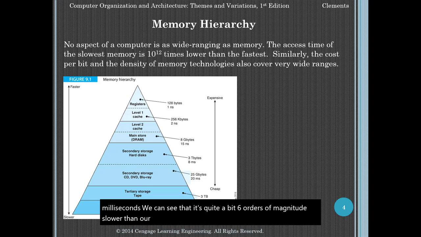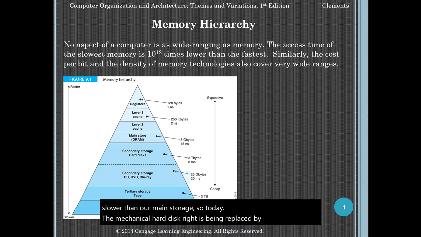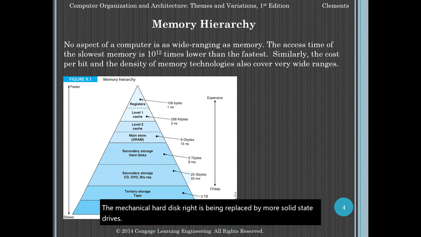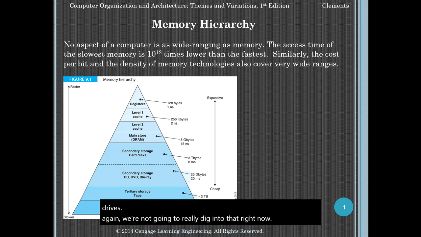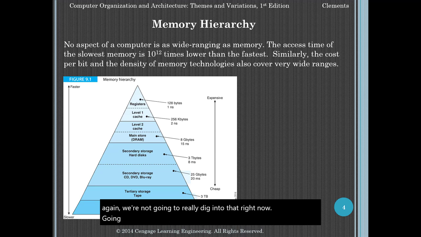So today, the mechanical hard disk is being replaced by more solid state drives. But again, we're not going to really dig into that right now. So going back to the main store, right, that's the DRAM.